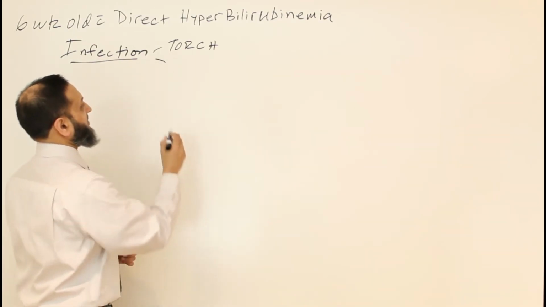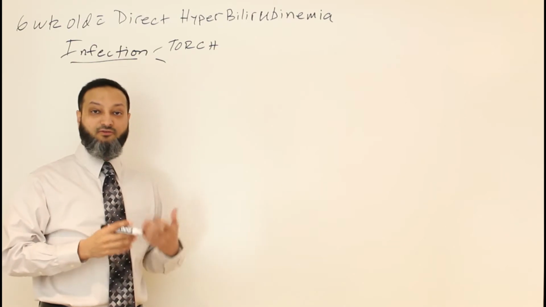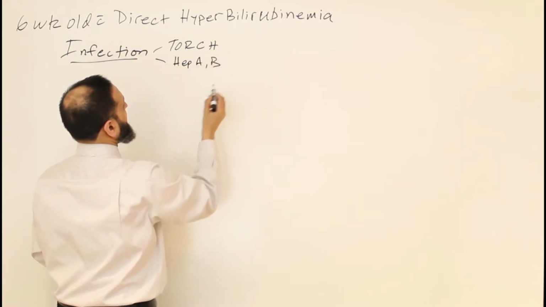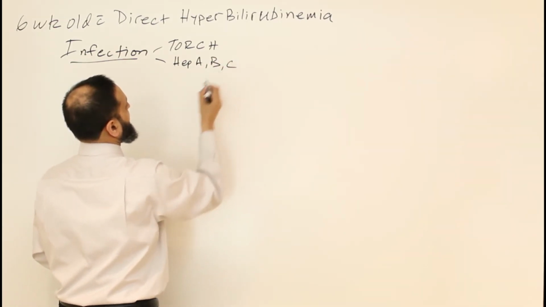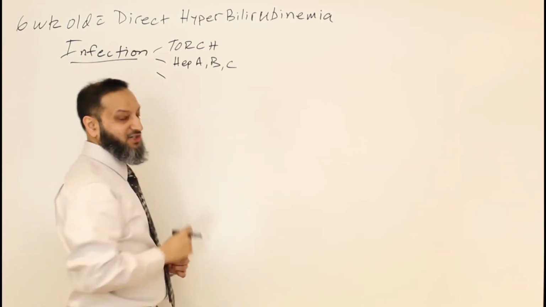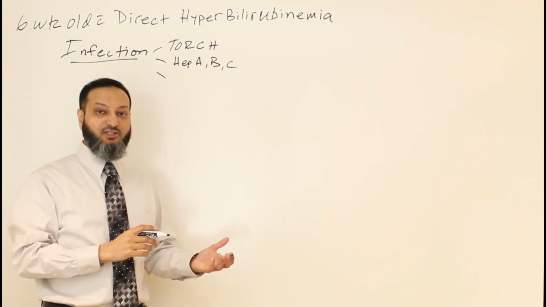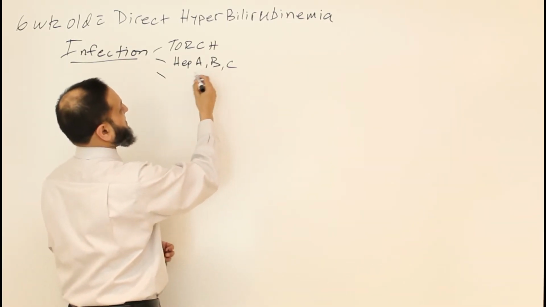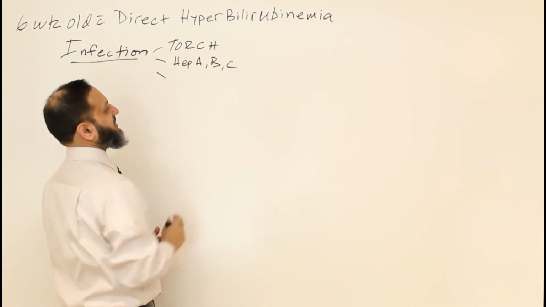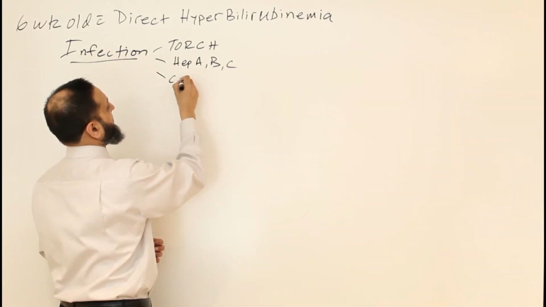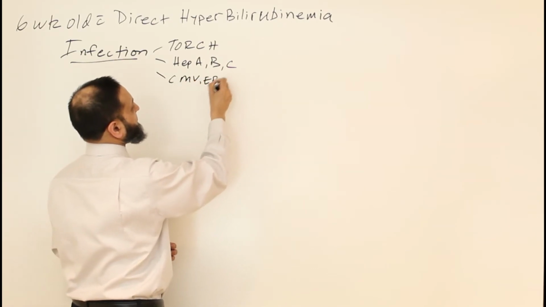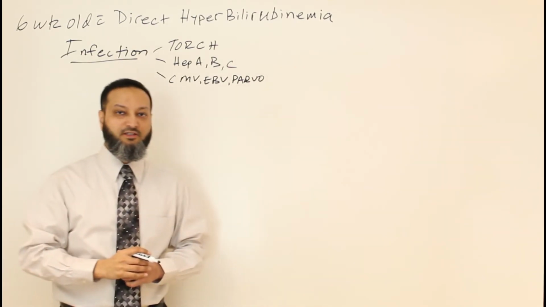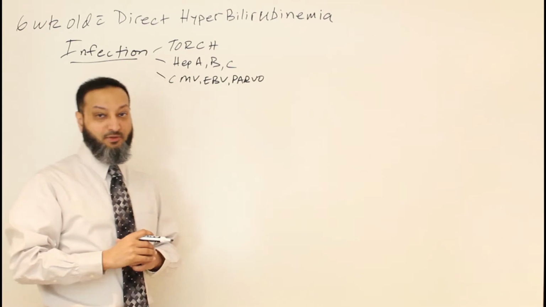Other infections that you have to think about are the infections that can involve the liver itself. So you can have hepatitis A, hepatitis B, and hepatitis C if the mom had it. Other viral infections that they could have gotten that maybe were not congenital but were acquired include these hepatitis causes such as Hep A, but possibly congenitally Hep B and Hep C. But other things to consider, we mentioned CMV already, EBV, parvo. All of these can actually give you an acquired infection in which you can have direct hyperbilirubinemia.